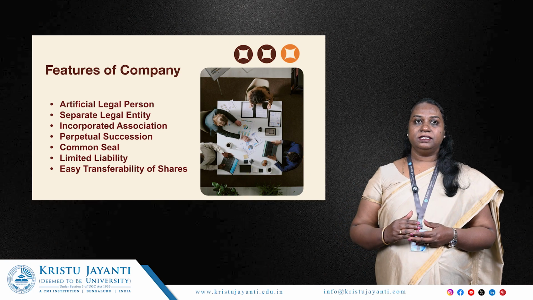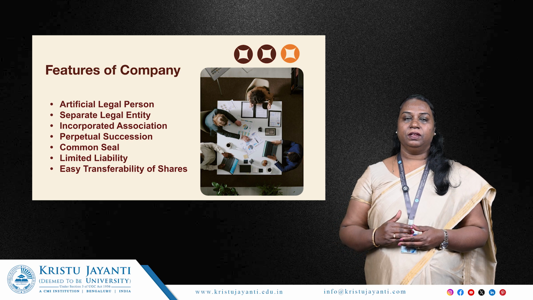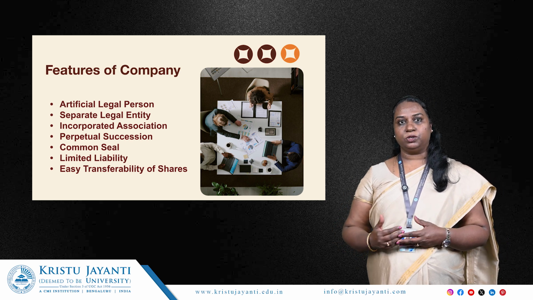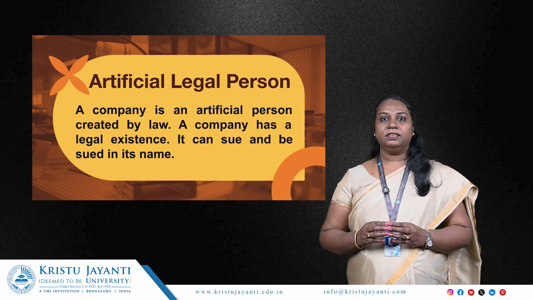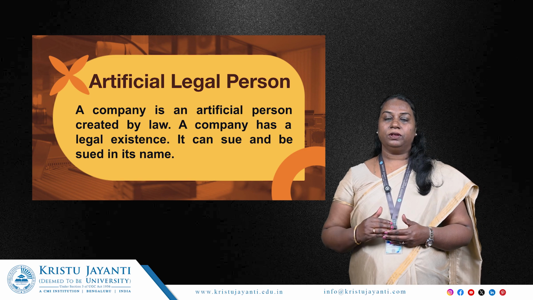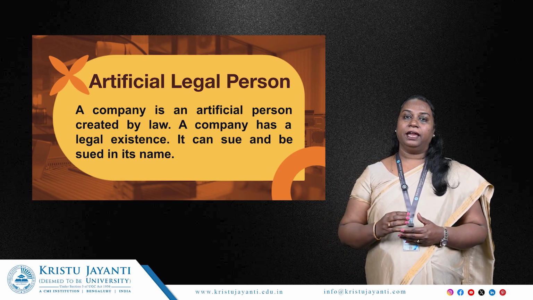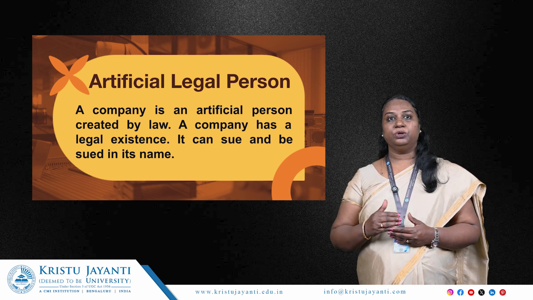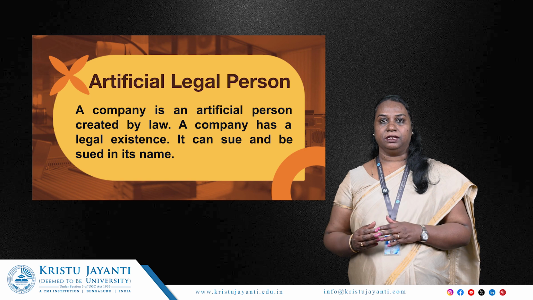Now, let us understand what are the features of this joint stock company. There are several features of joint stock company. First one is artificial legal person. Joint stock company is considered as an artificial person created by law. Every joint stock company has its own identity and they can sue and be sued in its name. Hence, they are called as artificial legal person.